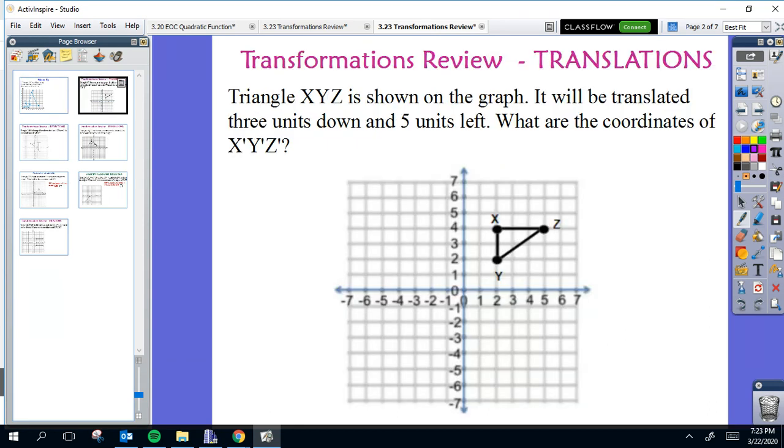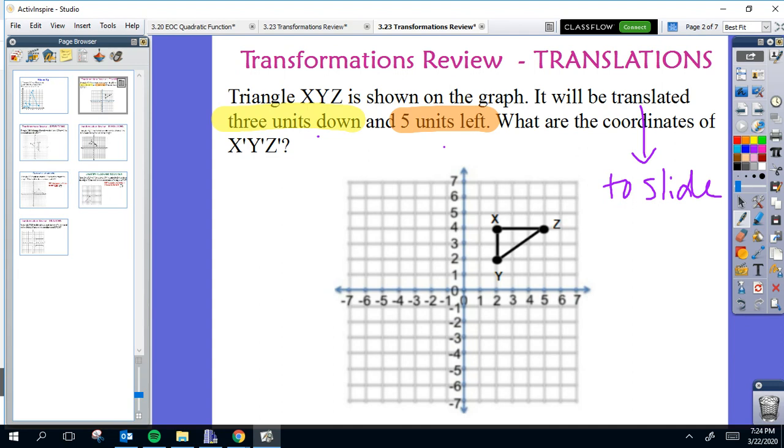All right, translation. If I read this problem, I need to figure out the important information. It will be translated 3 units down and 5 units to the left. Now, translated, if you guys remember, means to slide. So I'm going to slide all of these values 3 units down and 5 units to the left.